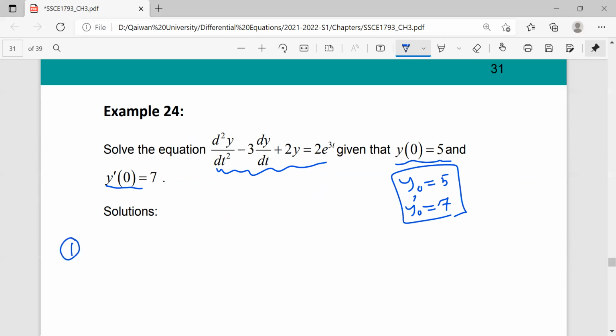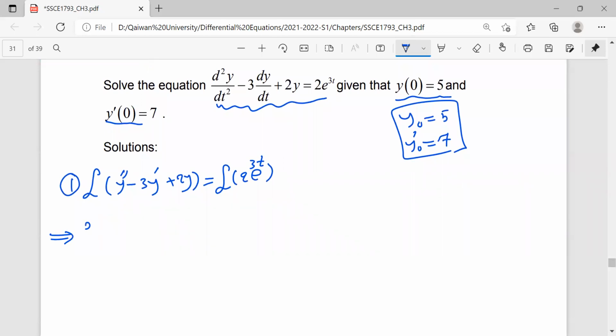In the first step, as I said, we take the Laplace transform for both sides. The left-hand side is y double prime minus 3y prime plus 2y, and the right-hand side is 2e to the power 3t. On the left-hand side, we have 3 terms, and we take the Laplace transform for each term: the Laplace transform of y double prime, minus 3 times the Laplace transform of y prime, plus 2 times the Laplace transform of y, equals the Laplace transform of 2e to the power 3t.